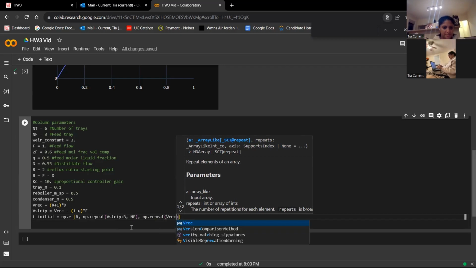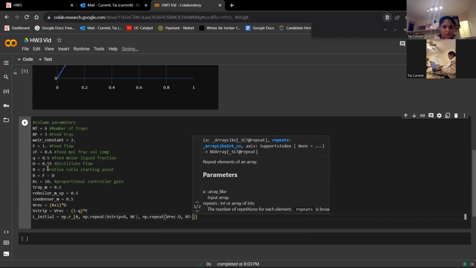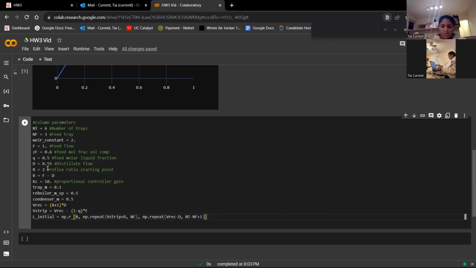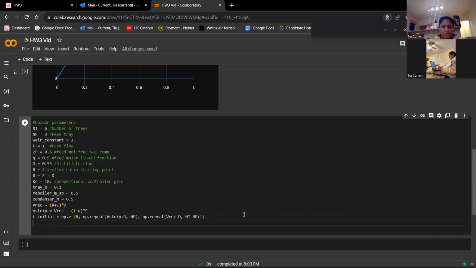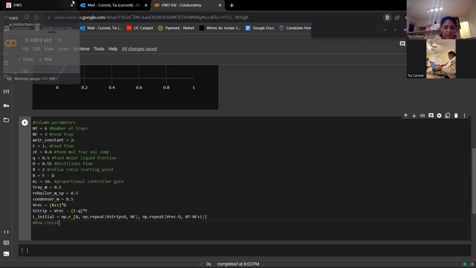MP rec again, minus my distillate. My NT minus, which is the number of trays minus the feed tray, plus 1. Both of those automatically, and then I'm done with that. That's my row concatenation of my liquid flow rates.